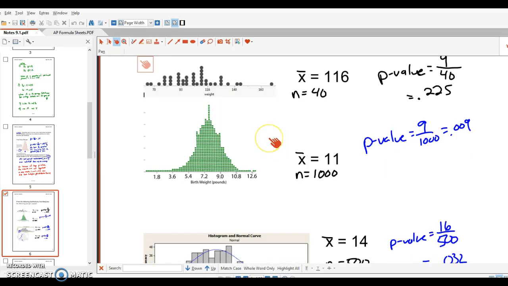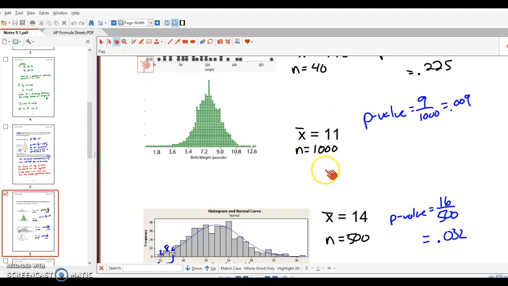not that unusual. Okay, whereas this one, X bar of 11 is pretty far away from the center. Only 9 out of 1,000 times did that happen in a simulation. So therefore, small p-value, we think that perhaps the X bar of 11 would suggest that the mean is not really here at closer to about 7.5, between 7.5 and 8.